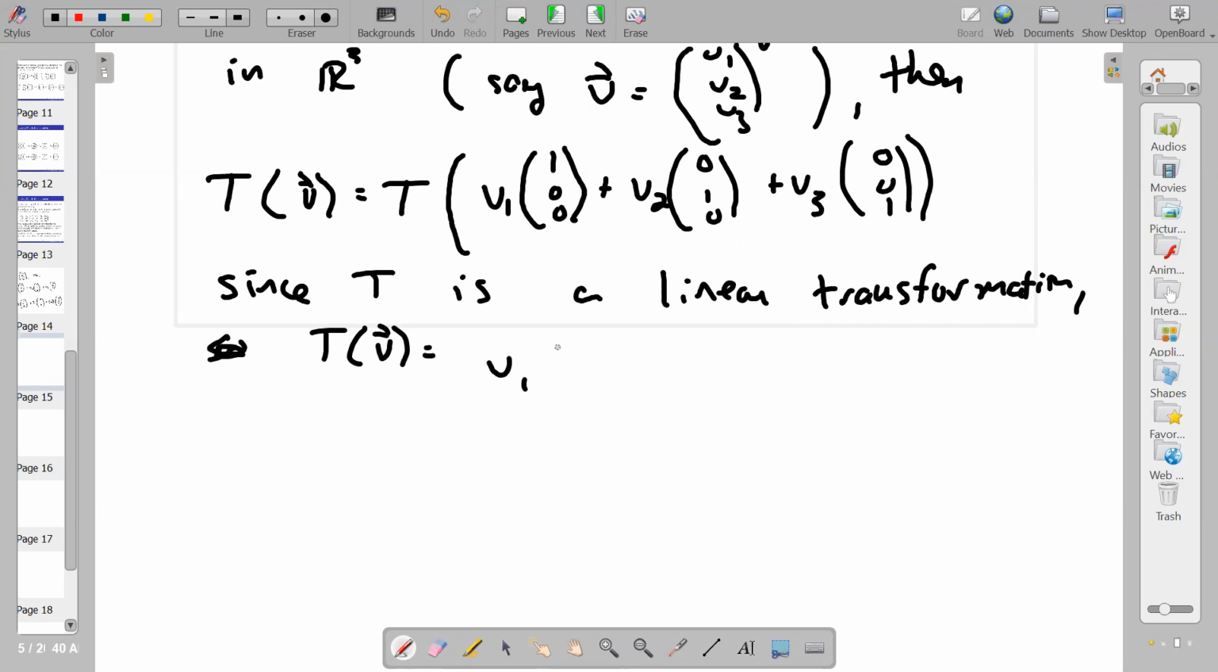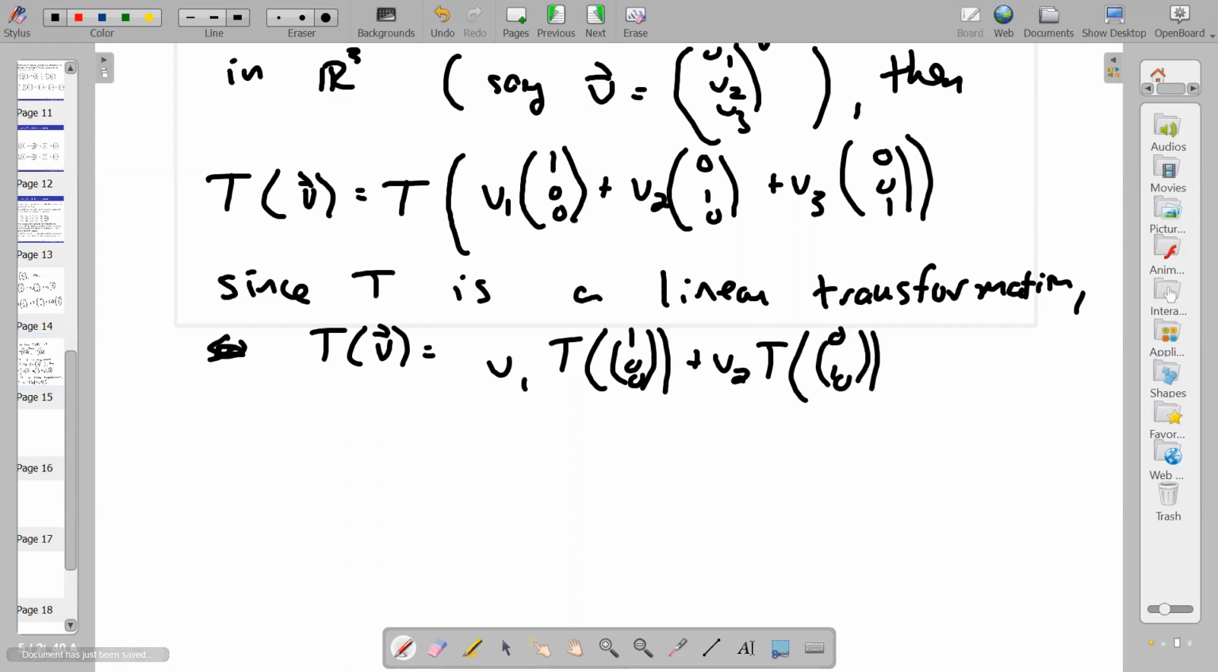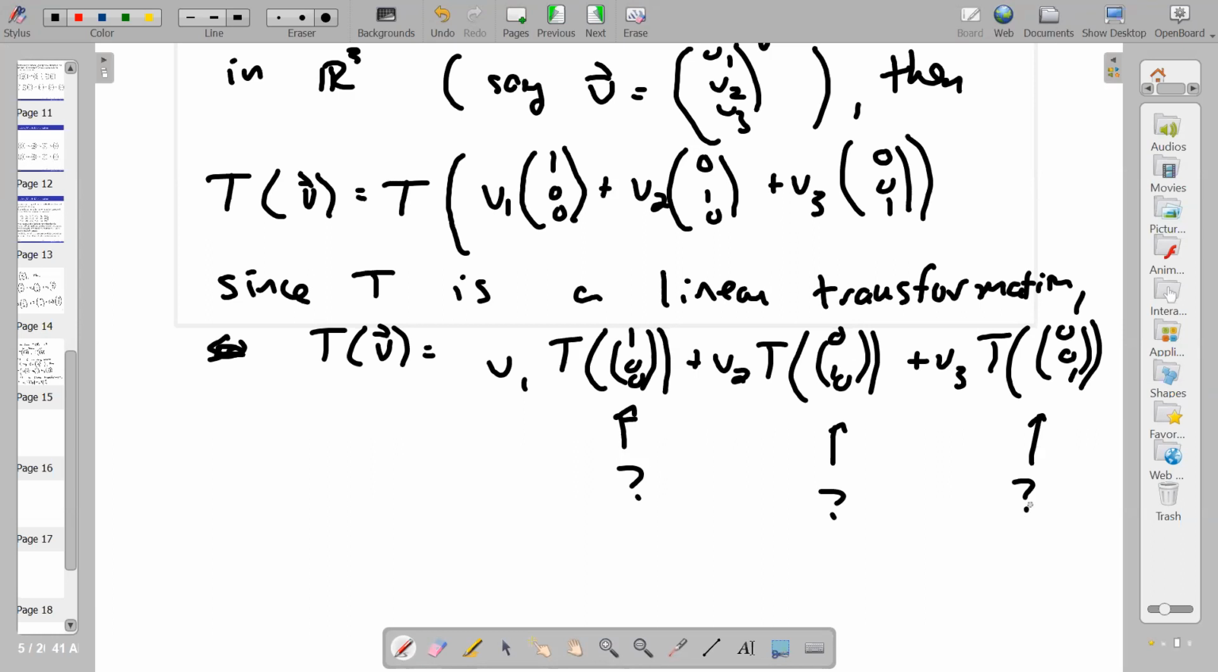So since T is a linear transformation, T of V is equal to V1 times T of 1, 0, 0, plus V2 times T of 0, 1, 0, plus V3 times T of 0, 0, 1. So basically, once you know how T evaluates on the basis, you know how T evaluates on any vector. That's one of the virtues of having a basis. So do people have questions about this so far?